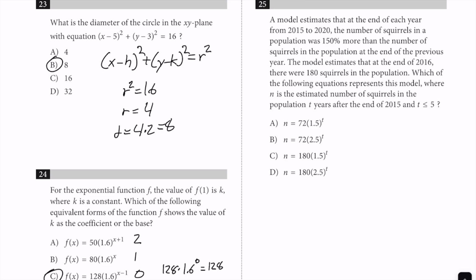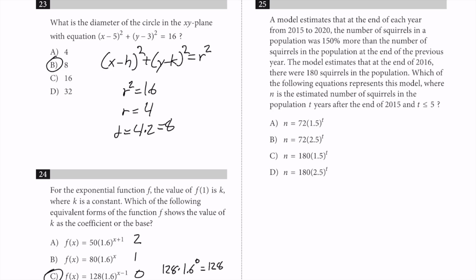Question 25. A model estimates that at the end of each year from 2015 to 2020, the number of squirrels in a population was 150% more than the number of squirrels in the population at the end of the previous year. The model estimates at the end of 2016, there were 180 squirrels in the population. Which of the following equations represents this model, where n is the estimated number of squirrels in the population t years after the end of 2015, and t is less than or equal to 5?